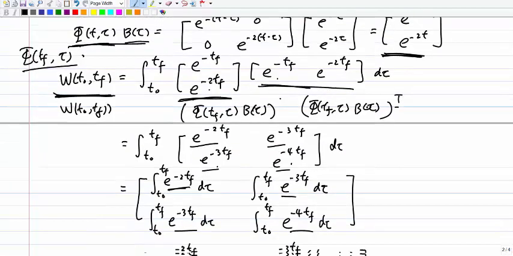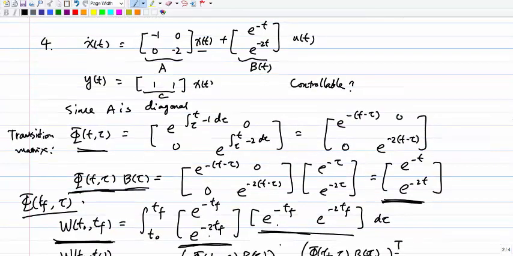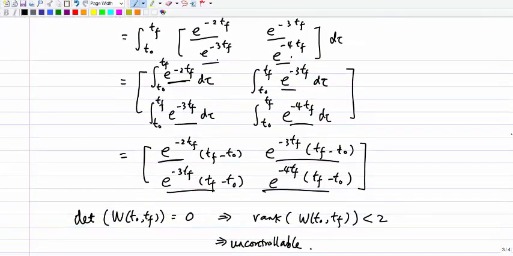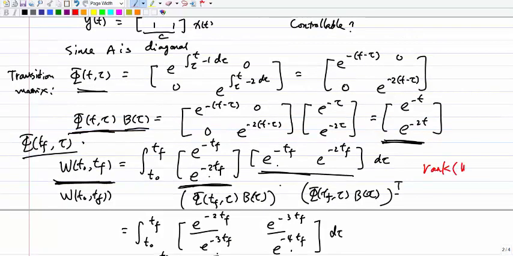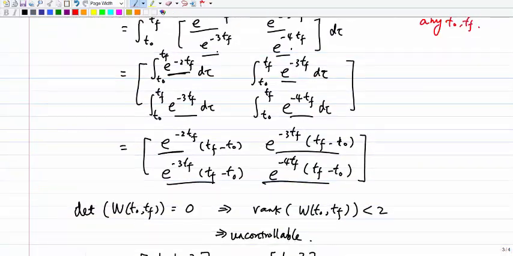So what this says is, if this system is controllable, the condition is that the rank of W(t0, tF) has to be equal to the dimension of x, which is 2. This has to be true for any t0 and tF. That's the condition for controllability. If you check the determinant, this guy is just 0, which means the rank of this guy cannot be the full rank of 2. If it's a rank of 2, the determinant cannot be 0, right? So the rank has to be less than 2, which means it's not controllable.